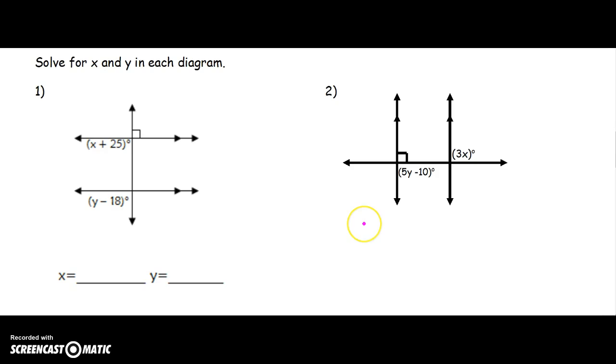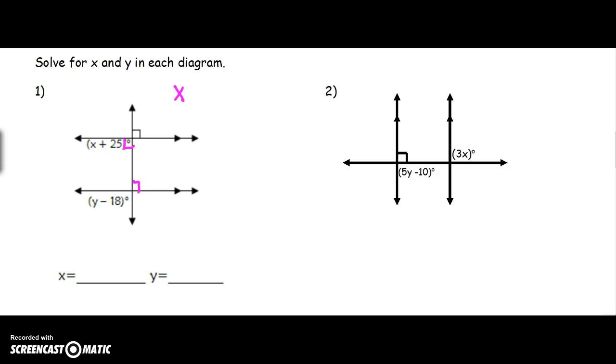We could also solve for X and Y. In example 1, I ask you to solve for both. So here what you would do is you would take each of these values and set it equal to 90. The only reason is that you have vertical angles here, which means that's 90. You have parallel lines, which means since this one is 90, this one's 90.